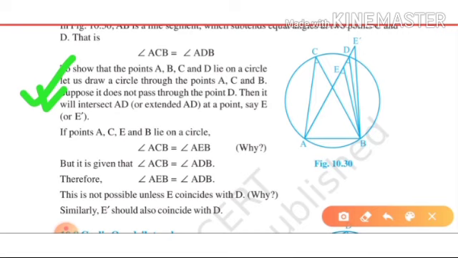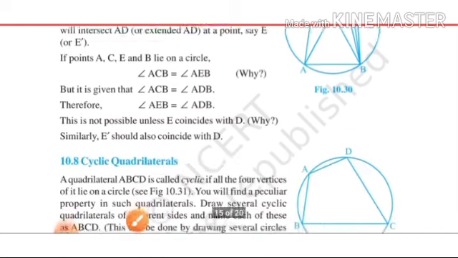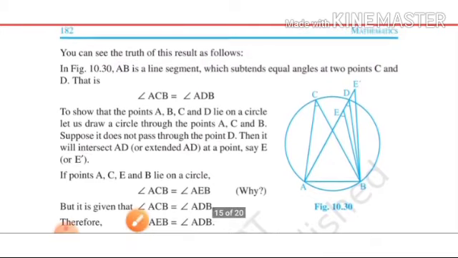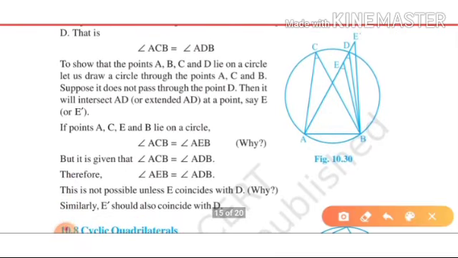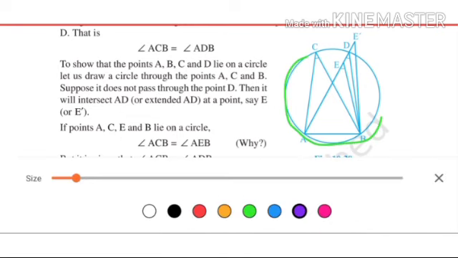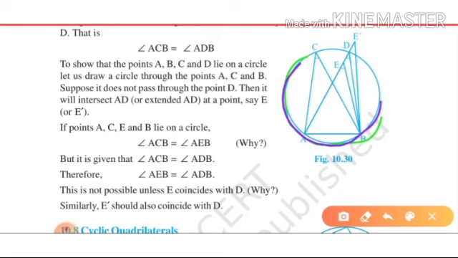Although they have drawn a circle, you can also do it without drawing a circle, or you can even take a circle and draw it this way. You can draw a circle, then take these points A and B, and this angle and this D angle equal, and you can take another 2 points.